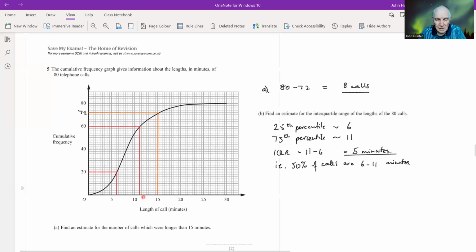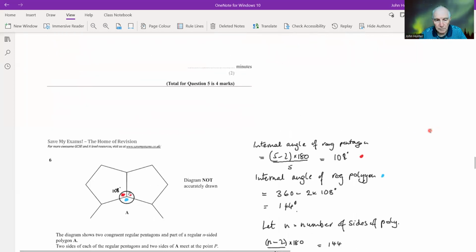And what this means is that 50% of the calls are in this gap. And just reflecting what we said before, a lot of the data tends to be around the middle, and then we get more exceptional values spread out at either side. So that is number 5, cumulative frequency.